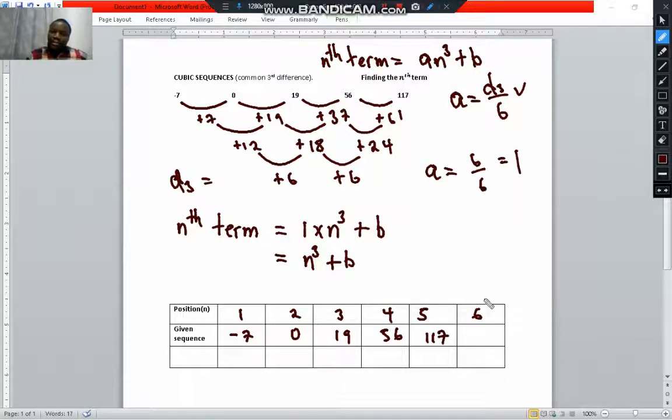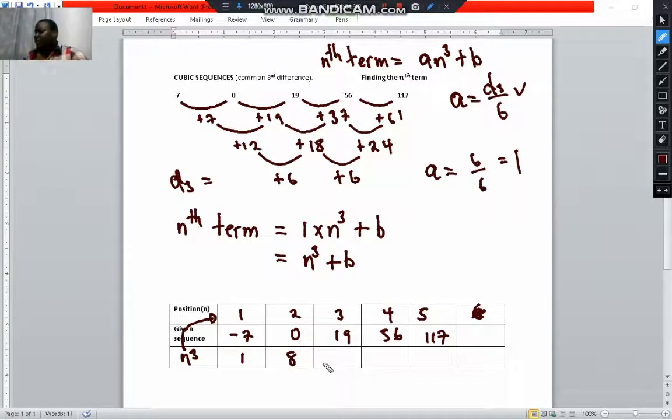So we didn't actually need to have that 6 there. Now what we put in the third row here should be the sequence of n cubed. For n cubed, it means we are cubing the position. So 1 cubed would give us 1, 2 cubed would give us 8, 3 cubed should give us 27, if I'm not mistaken.